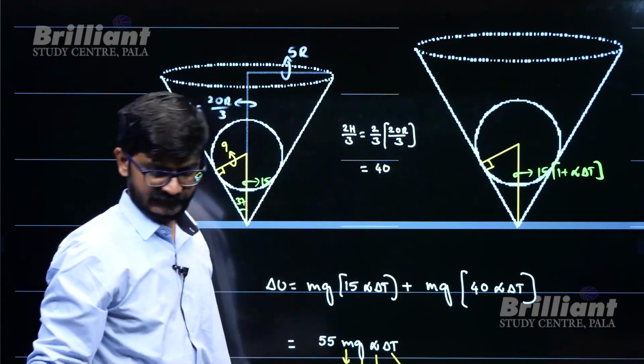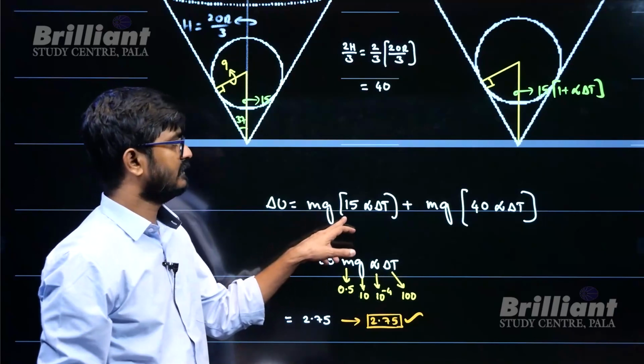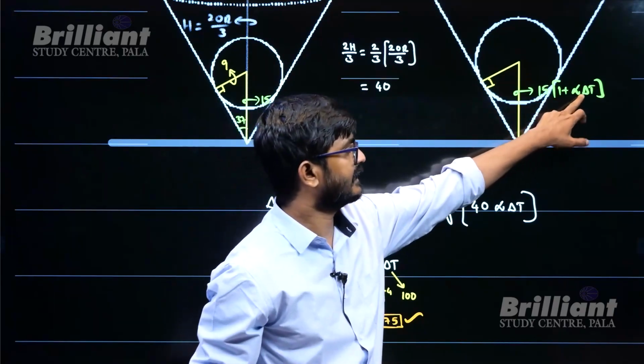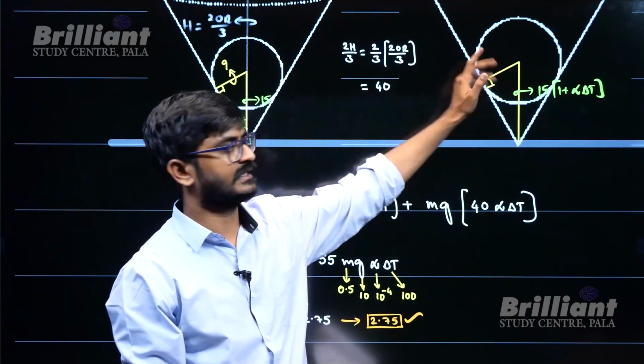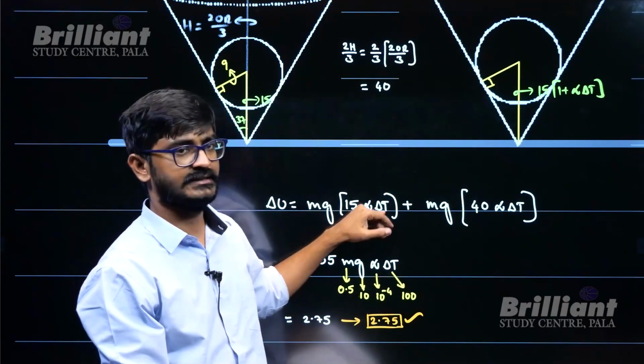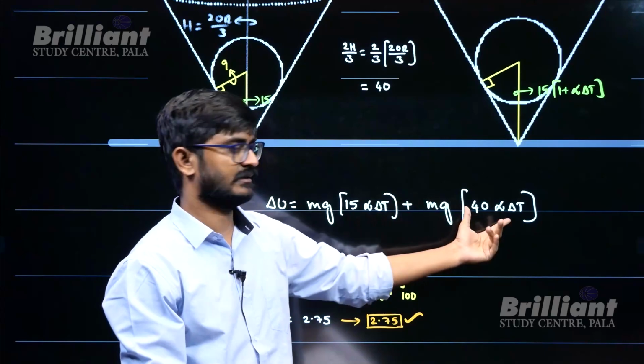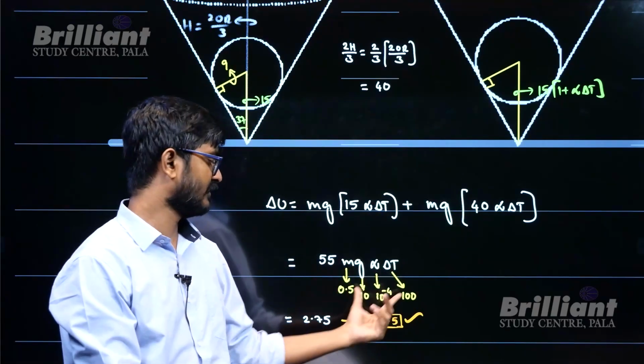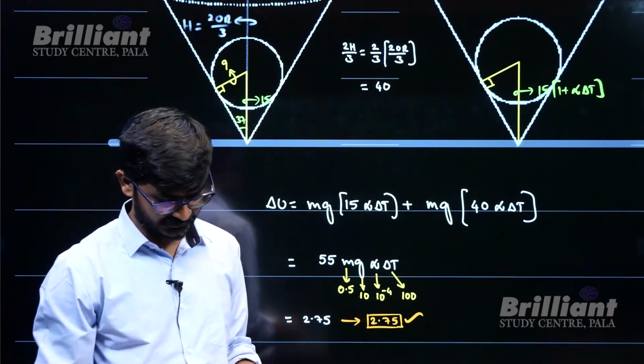40 alpha delta t. So mg into increment is 15 delta t, mg into increment of the center of mass height is 40 alpha delta t. So mg h increment. You need to add them, and all the values have been given, you just need to substitute.